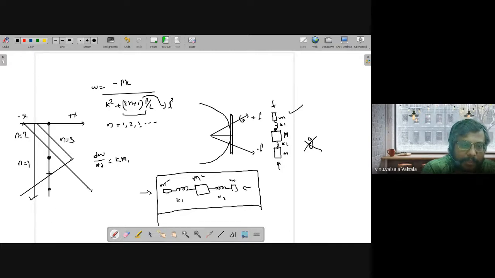The second solution is that one mass moves to the left and the other two masses move to the right. So that is this second solution. The other possibility is that one mass moves opposite to the other two masses. So that's solution number 3 here. So these are various eigen modes of the system.